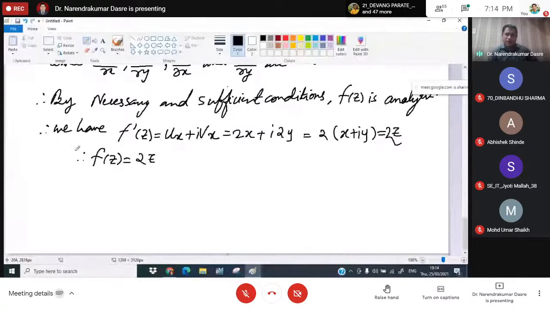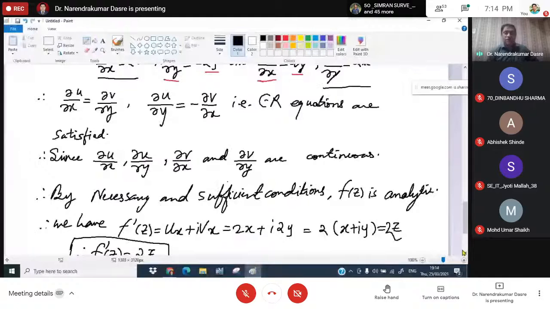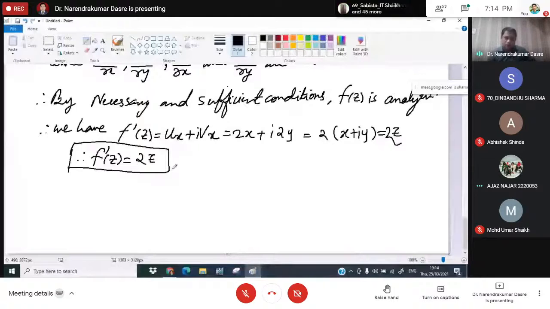So this is another way to find the derivative of the function. Here we got f dash of z equal to 2z. And we know that the derivative of x square is 2x, and that's why here the derivative of z square is going to be 2z. So that means all the rules that we have seen for the derivative are applicable in the complex plane as they are.